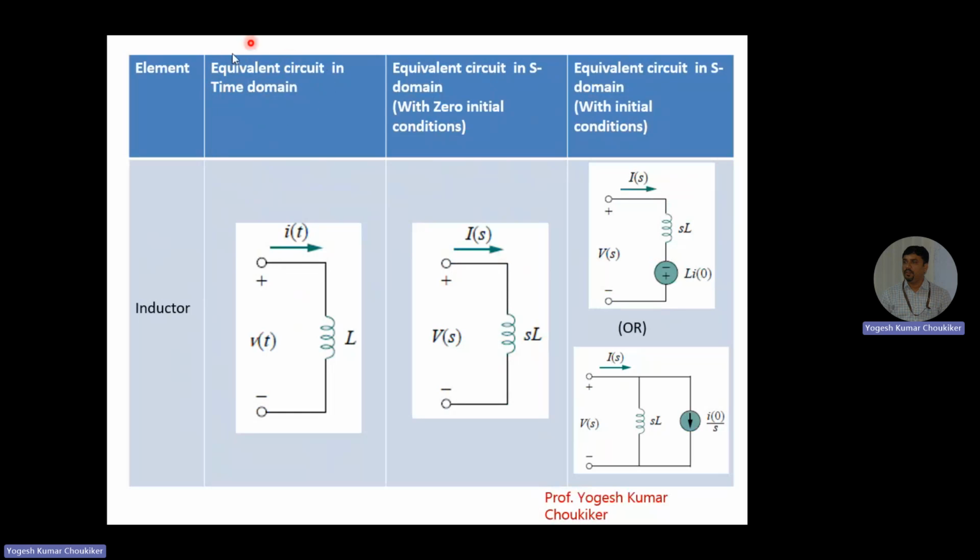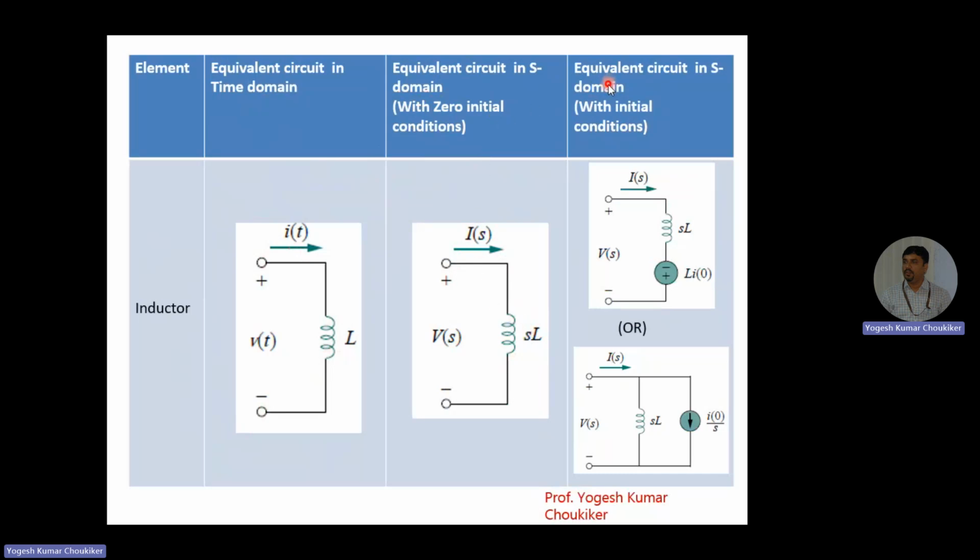You can see the equivalent circuit model in the time domain: voltage v(t) is applied, the current i(t) will flow, and this is the inductor. When we go for the zero initial condition, v(t) becomes V(s) and i(t) becomes I(s), and since the initial current is 0, the impedance is sL.